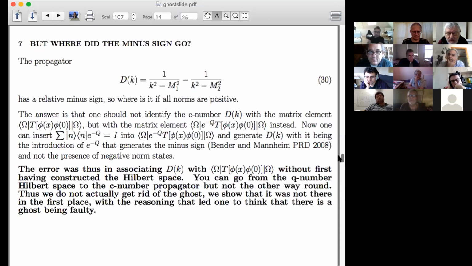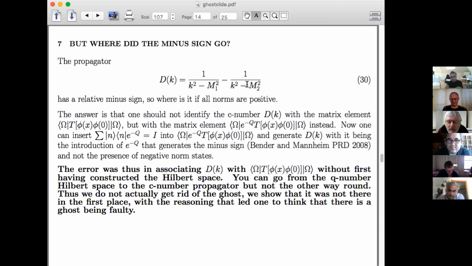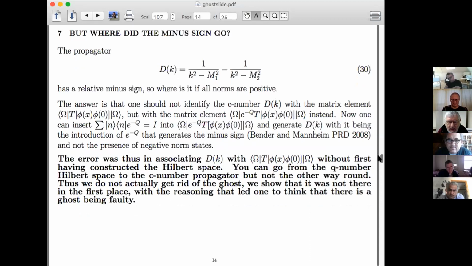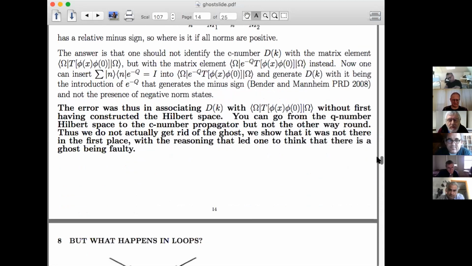And so the answer is, when you have a C number propagator, you can't just invent the Hilbert space that will produce it through a matrix element. You've got to first construct the Hilbert space. And that's the step that was missing.